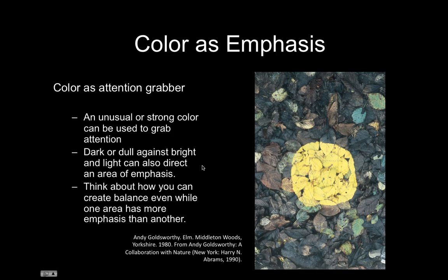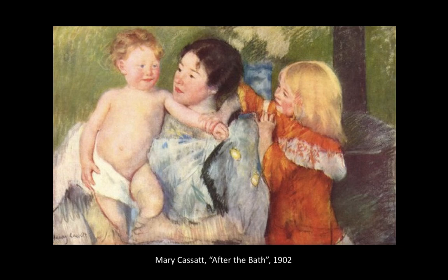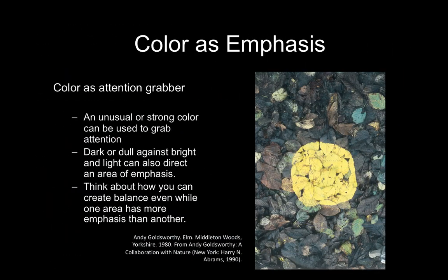So if you're using a bright color, you can see here there's a bright color, and you can use color as emphasis. What that means is when you're creating balance, there can be emphasis on one area that is bright, and that will cause our eye to spend more time looking at it.